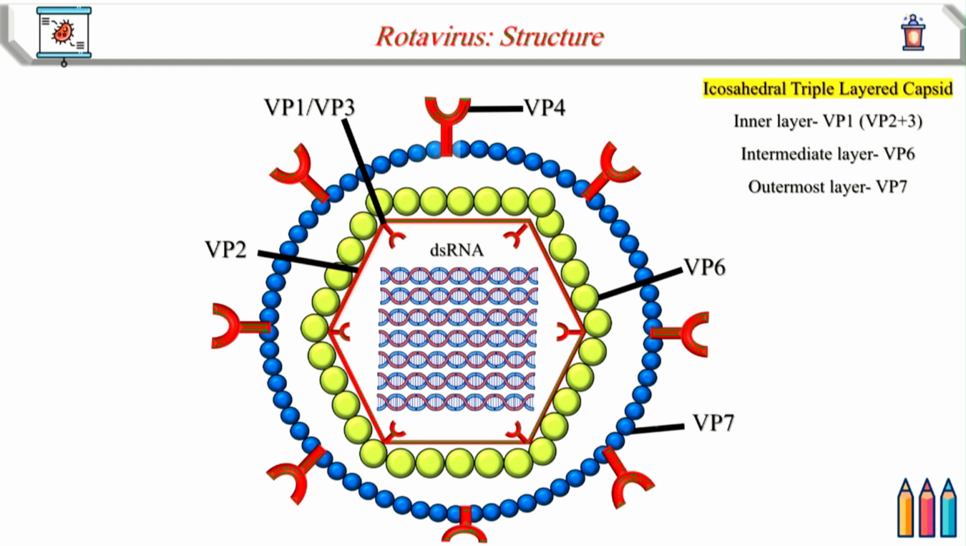Viral protein 1, viral protein 3. Viral protein 1 and viral protein 3 are located at the vertices of the inner core, while viral protein 2 forms the inner shell of the core, while viral protein 4, which is considered the major glycoprotein by which the virus interacts with our cells, is a spike located on the outer surface of the virus, and viral protein 6 forms the intermediate capsid, and eventually viral protein 7, which is a glycoprotein, forms the outermost layer of the virus.